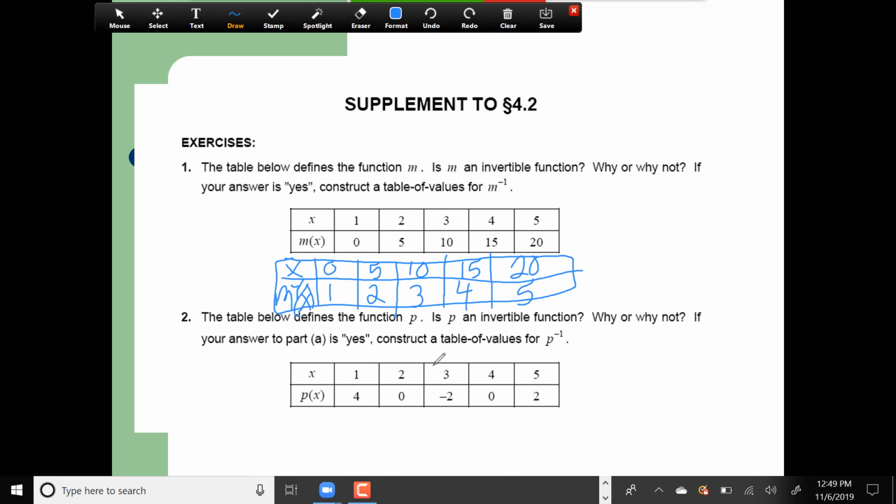Well, notice all the x's show up once. That means it's going to pass the vertical line test. But look at the y values, the p of x. This 0 right here shows up twice. Because of that, it won't pass the horizontal line test if you were to plot all of these. And so this one would not be invertible because of that 0 right there. So these were not meant to be hard. Just make sure you be careful to what the directions are asking you.